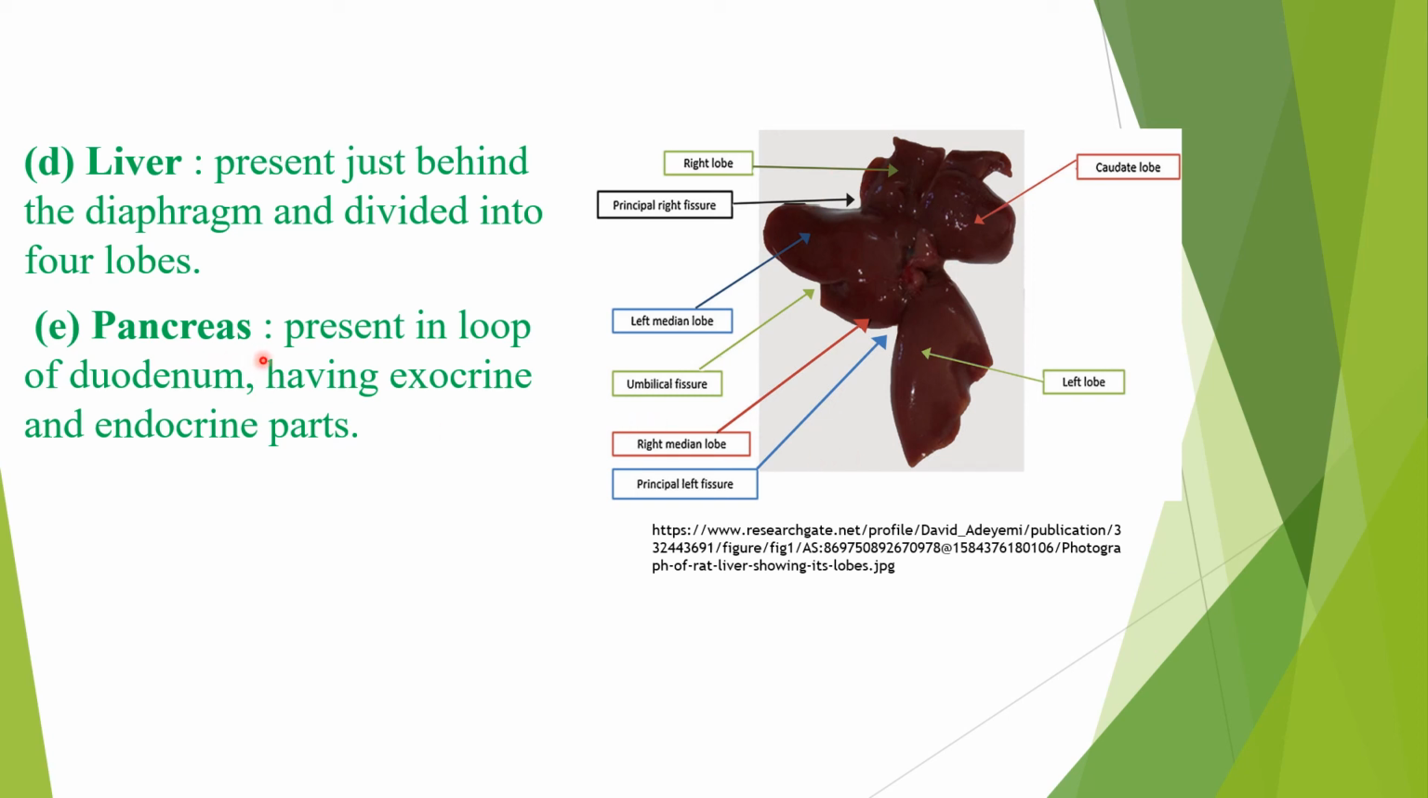Next gland is the pancreas. It is present in the loop of duodenum, and it has both the parts, exocrine and endocrine parts. Exocrine part जो है, it forms the bulk of the gland, and endocrine part is called as islets of Langerhans.